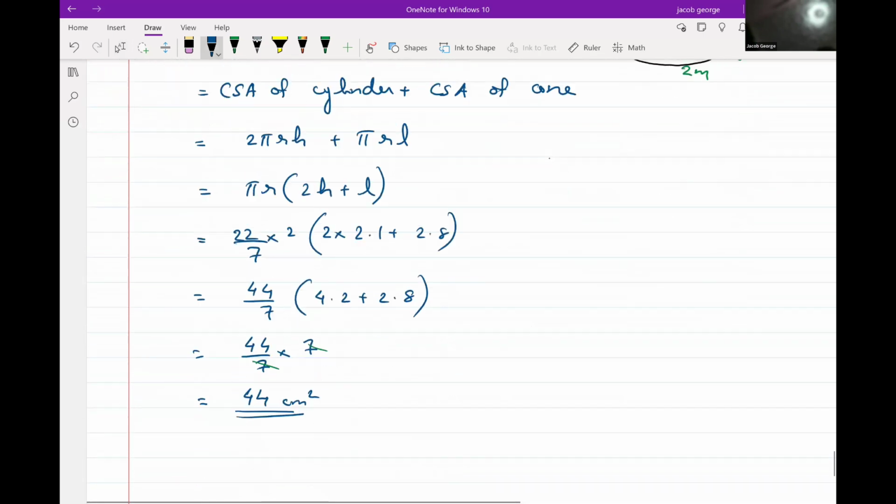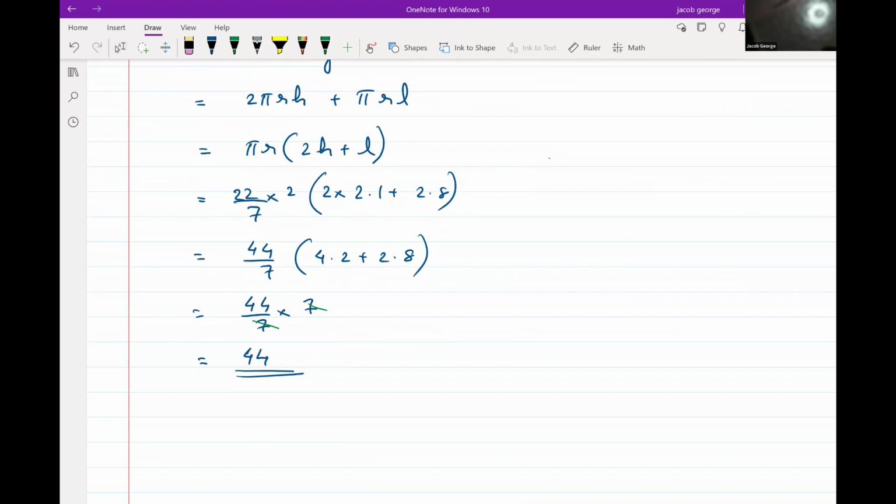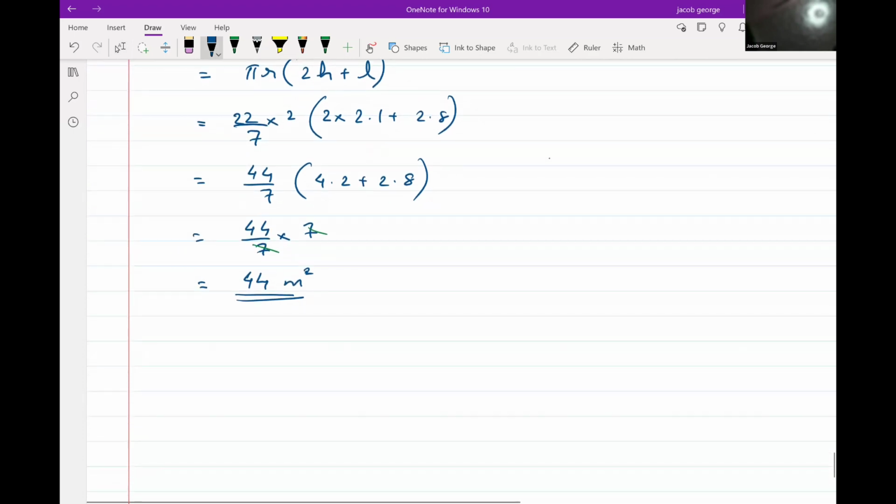And one more correction is there. It is not centimeter square because the other units are meters. So this is in meter square. Now, the rate is given. Rate for 1 meter square is rupees 500. This is the rate for 1 meter square. We want to find out the rate for 44 meter square.